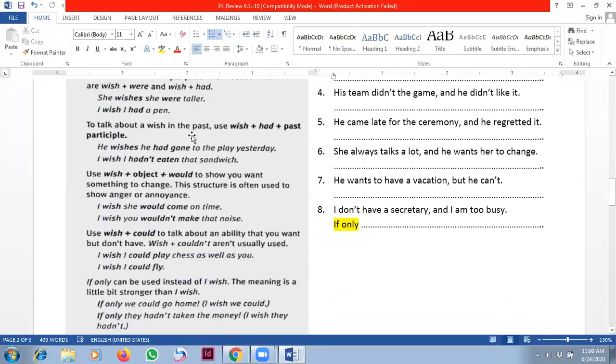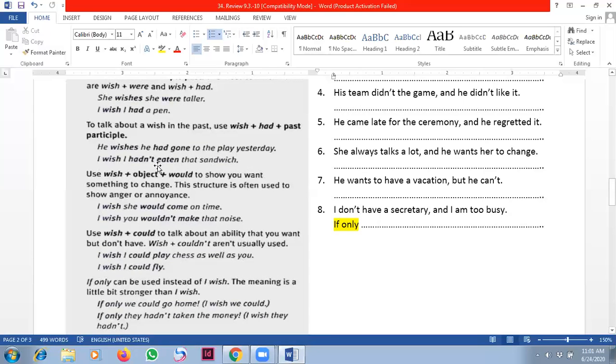Talk about a wish in the past. Use wish, had, and then past perfect, past participle, or verb 3. He wishes he had gone to the play yesterday. So in the past, he did not go to the play yesterday. He did not. But the wish sentence is, he wishes he had gone to the play yesterday. So the reality is in the past, and here the wish is in the present.